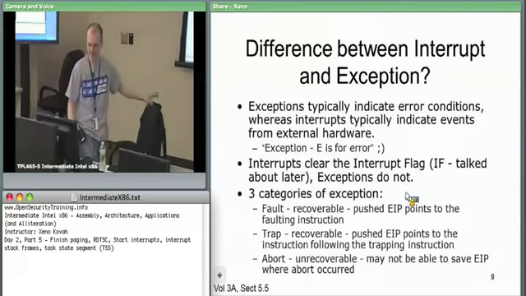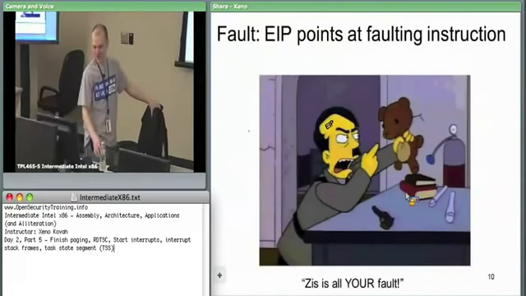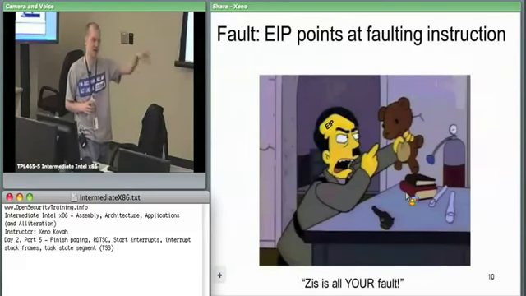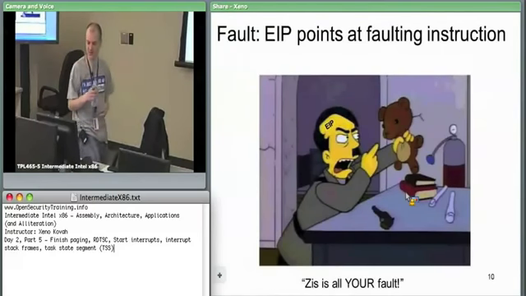Okay. All right, so that you can remember how this all works, if you take nothing from this class, I should be able to ask you in 6 months or when the rootkit class comes out, where does a fault point? Fault: EIP points at the faulting instruction. EIP says, this is the instruction which caused the fault. And so, this is all your fault! Exactly. I agree with you. It's all good, I'm a quarter German. I share the shame.